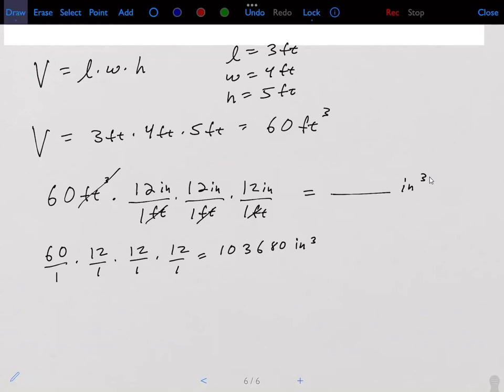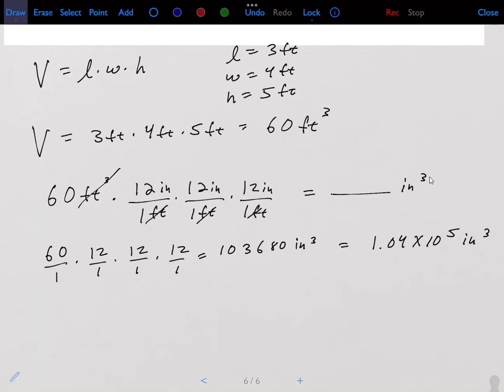And then if we want to keep just, I don't know how many sig figs. Let's say there's 3 sig figs in this case. Let's say everything's accurate to 3 sig figs. Then this would be like 1.04 times 10 to the 5th. You could write it in scientific notation, inches cubed. Right, so that'd be the answer in inches cubed.